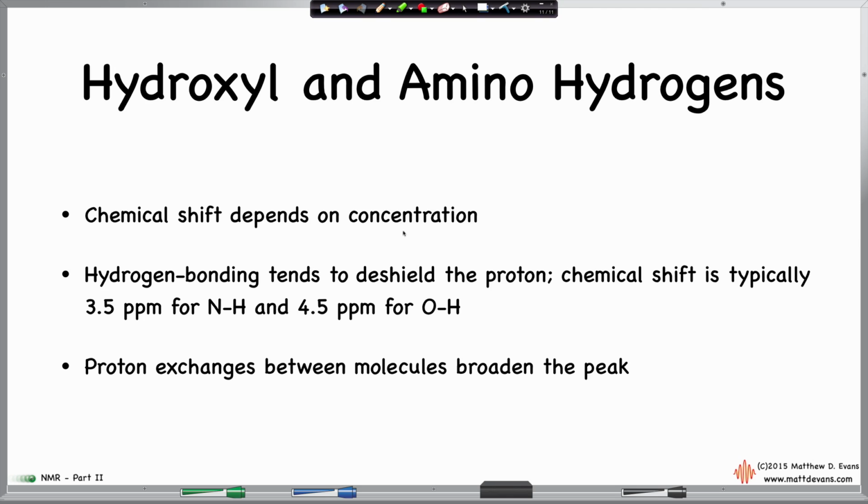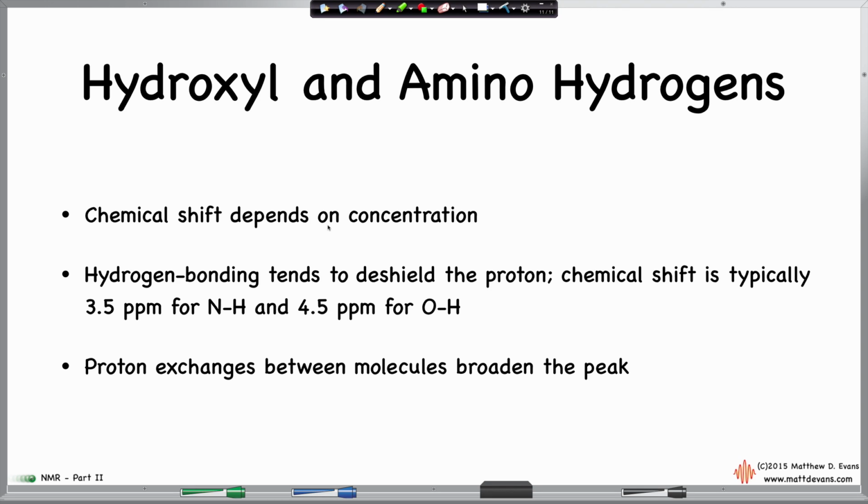What about hydroxyl and amino hydrogens? These are kind of tough ones because they can be all over the place. I wish I could sit here and say that they're in one specific location, but there's a lot of things that can happen with the hydrogens attached to oxygen or amino groups. Amino groups, by the way, are NH2 groups. So chemical shift depends on concentration is the first bullet point that I'm going to make. So depending on whether they're diluted samples or they're pure samples, can have really strong effects on where exactly you see the chemical shift for that hydrogen.